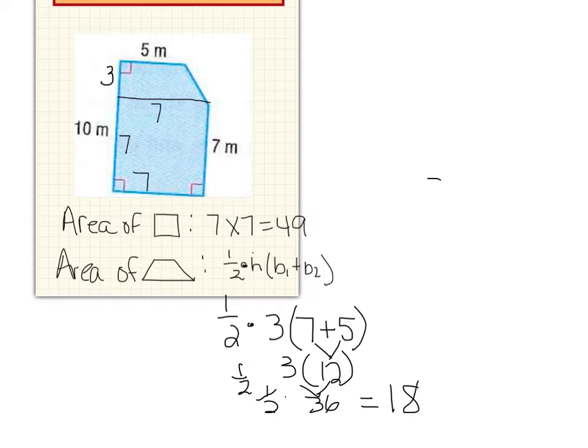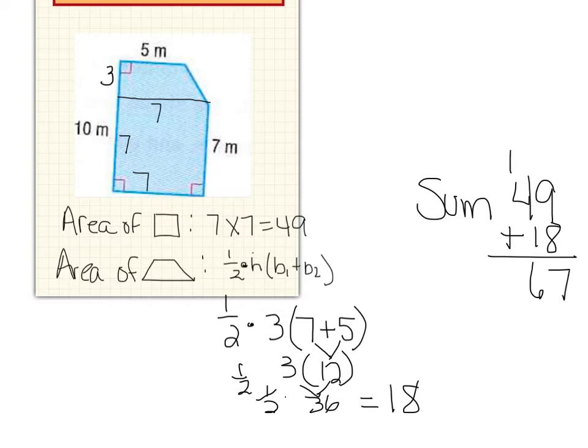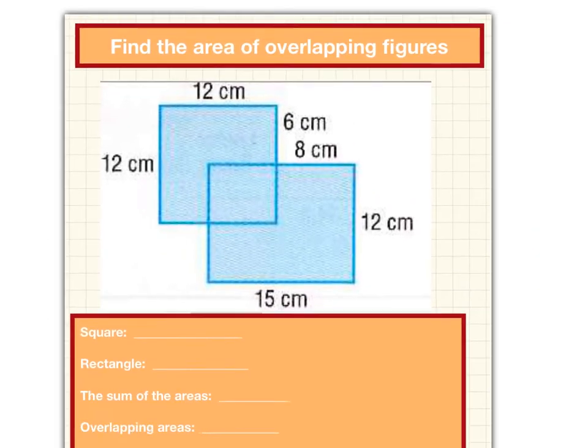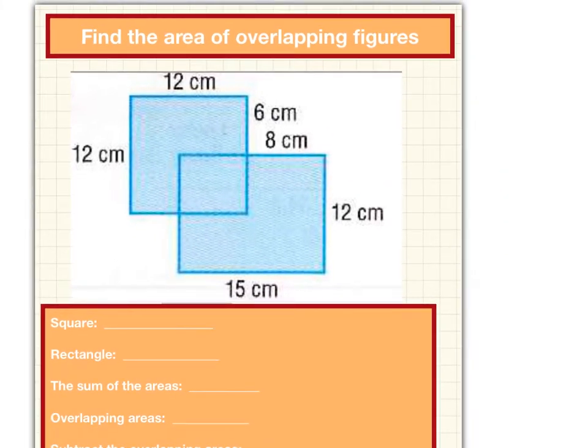We need to find our sum now of the rectangle plus the trapezoid. So it would be 49 plus 18 equals 67 meters squared. Good job. Go ahead and go to the next page. The next thing that we're going to learn about is finding the area of overlapping figures. So we have a square and a rectangle that are overlapping. We need to find the area of this. So let's see how to do this.